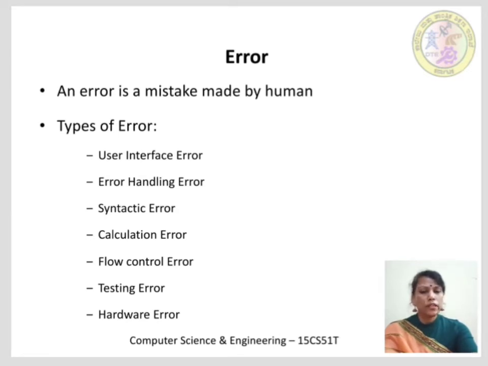First comes an error. The error is a human mistake. An error appears not only due to a logical mistake in the code made by the developer, but anyone in the team can make mistakes during the different phases of software development.